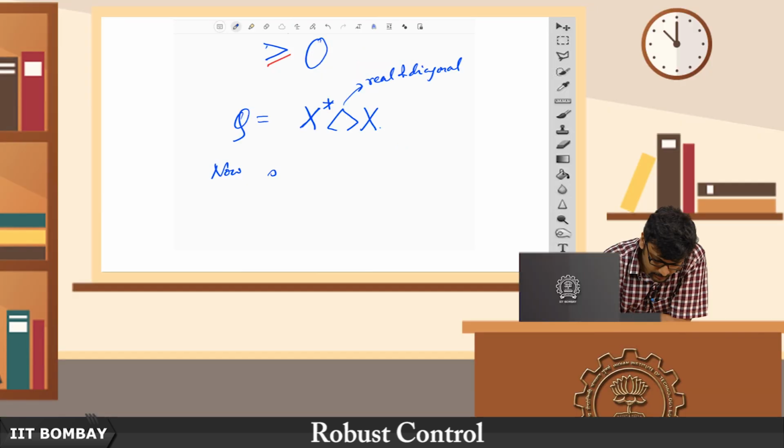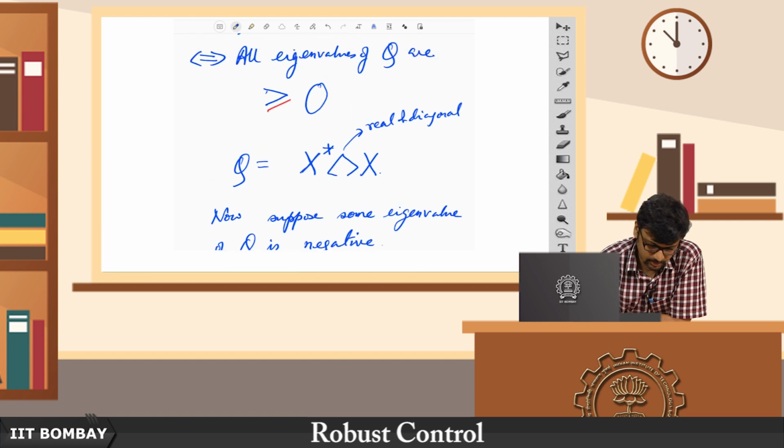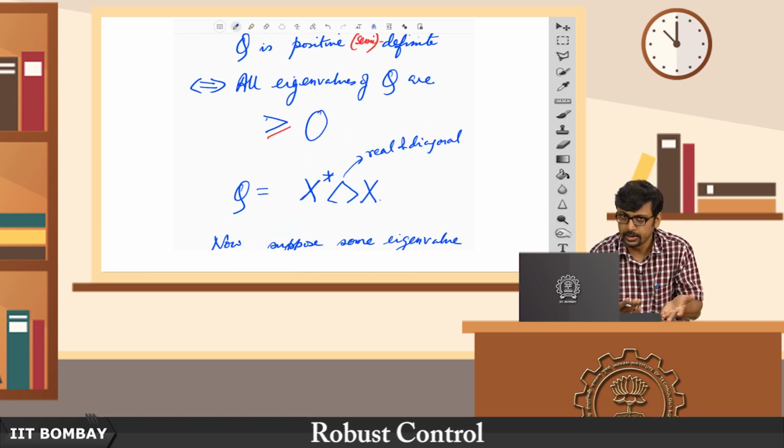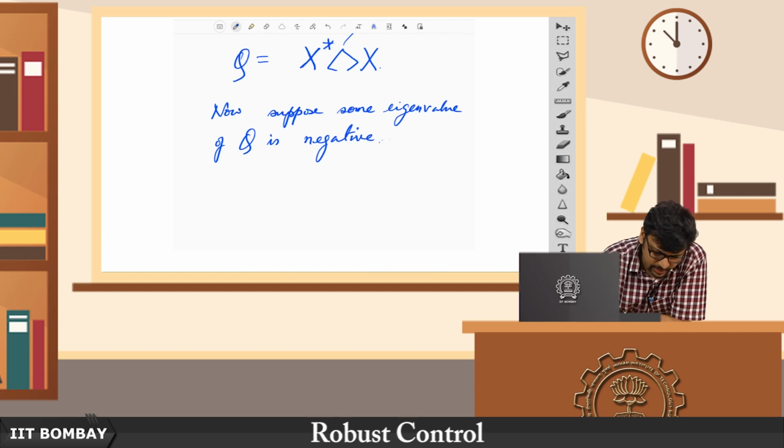Now, suppose some eigenvalue of Q is negative. Okay. So, we are going to then rule out the possibility of this matrix being positive definite or positive semi-definite. Okay. So, without loss of generality, let this be lambda 1.